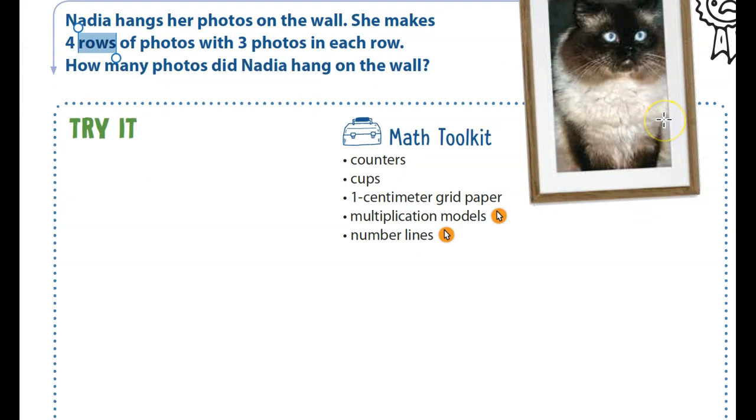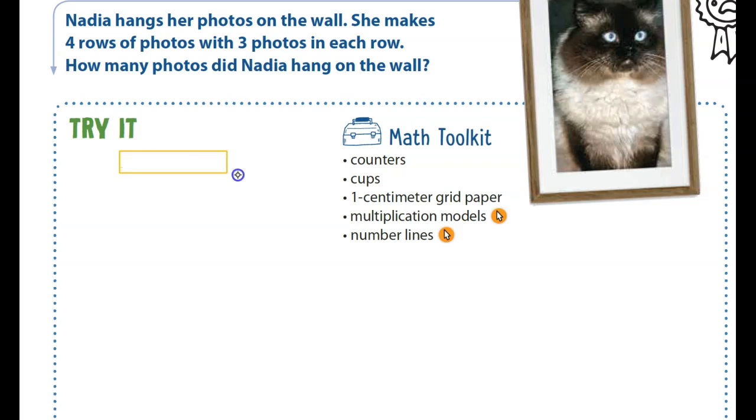It says Nadia hangs her photos on the wall. She makes 4 rows of photos. So what strategy are we doing now? If I'm doing rows and columns, what's that called? Array. She's doing an array, right? So she has 4 rows of photos with 3 photos in each row.